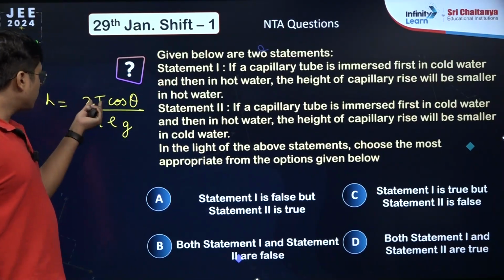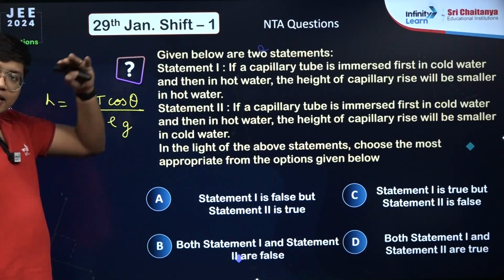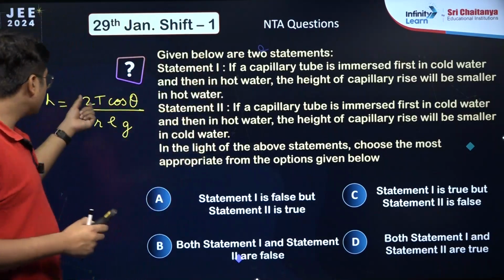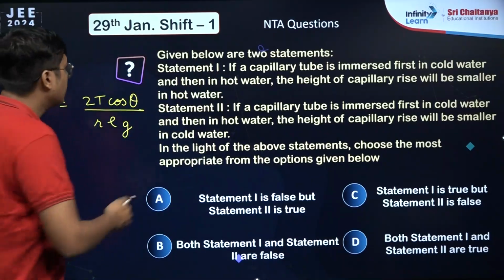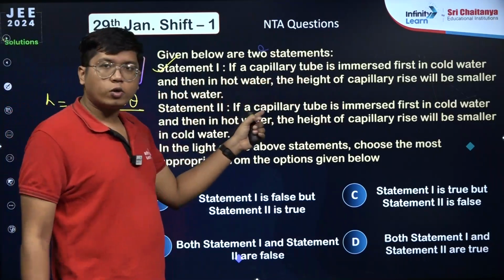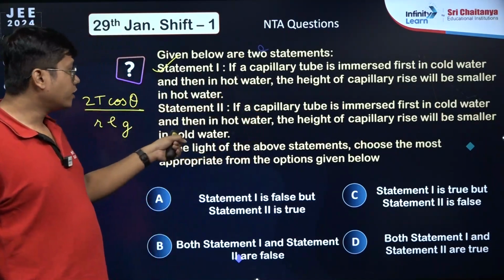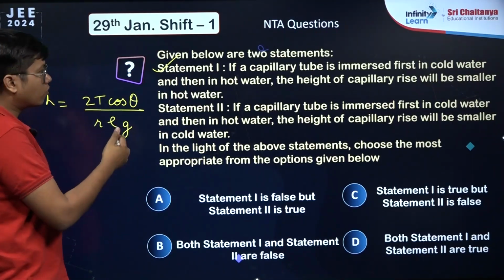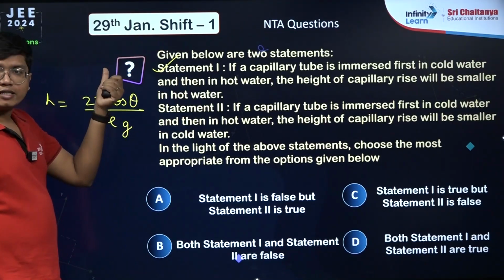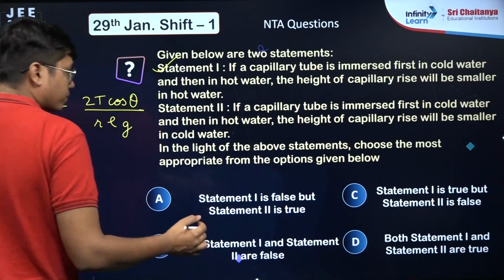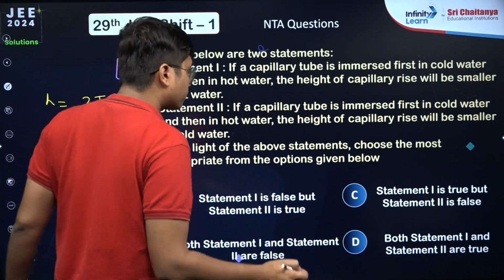Now in this case, you see that surface tension is lesser in hot water and more in colder water. So if surface tension is less, height will also be less. So this statement is correct because rise is smaller in hot water. And this says it is smaller in cold water, which will be incorrect because over here in colder water, your surface tension increases. So the height would also increase. So statement 1 is correct and statement 2 is false.